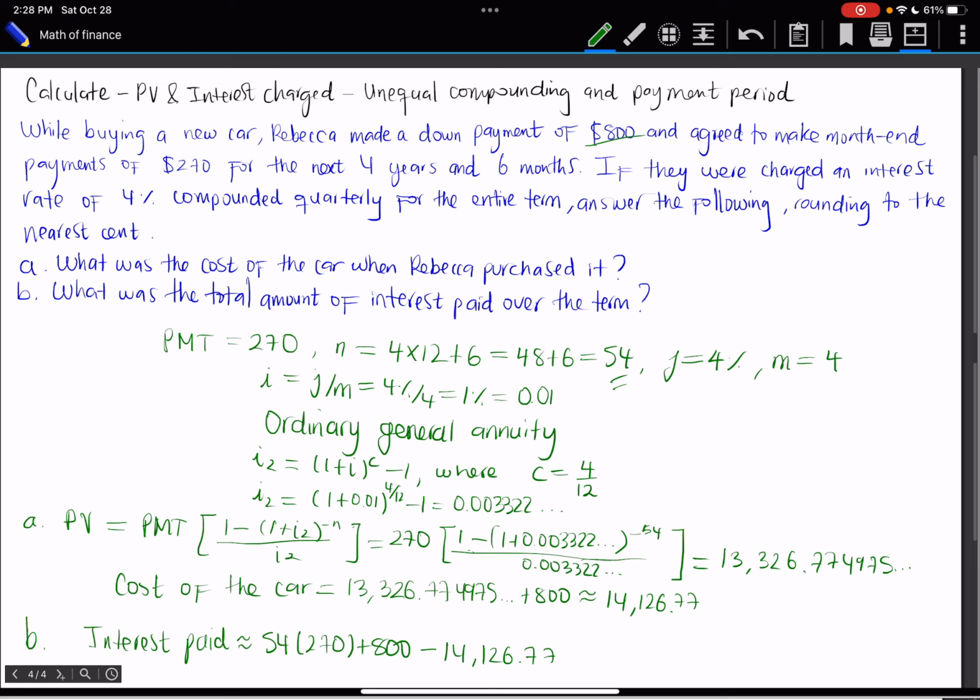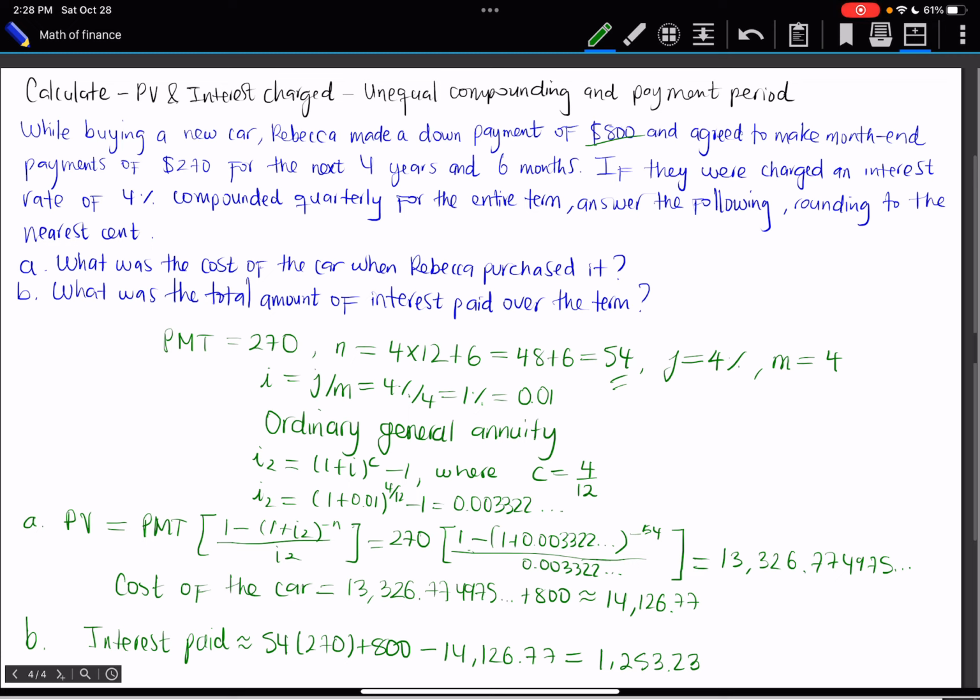And when we perform this subtraction, we find $1,253.23. So that's the total amount of interest paid over the term. Rebecca paid a total interest of $1,253.23 for the car.